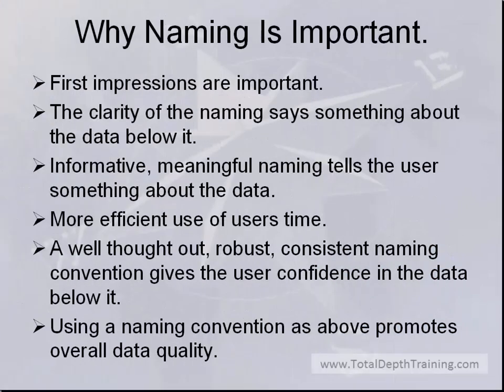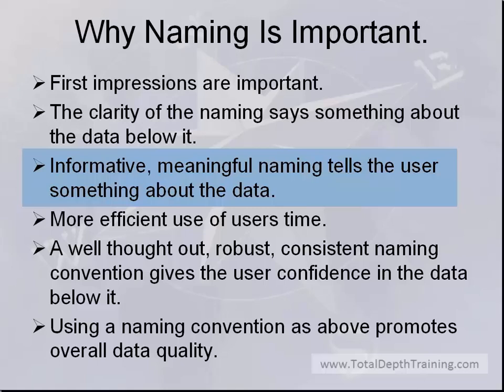Why is naming important? The naming convention is the first thing that a user sees in an application such as compass. So the clarity of the naming says something about the data below it. Informative naming tells the user something about the data. For example, distinguishing between a planned and an actual rotary elevation enables the user to see at a glance which one is selected on a particular design.